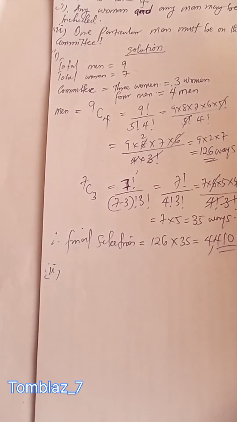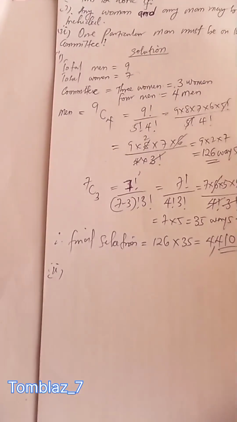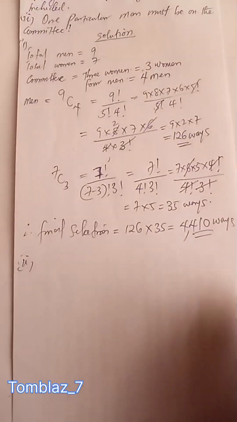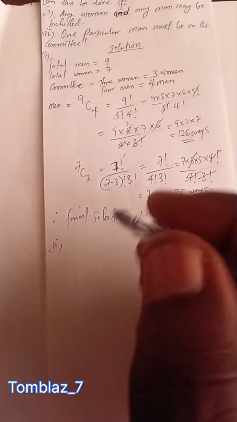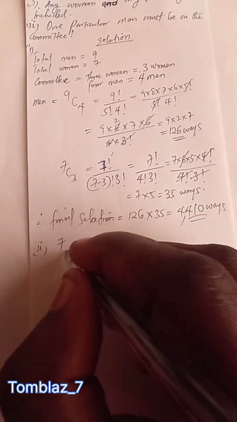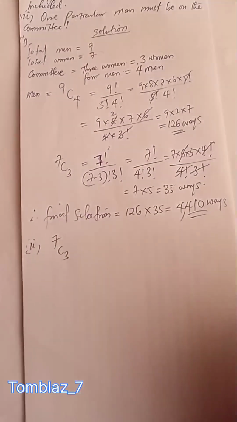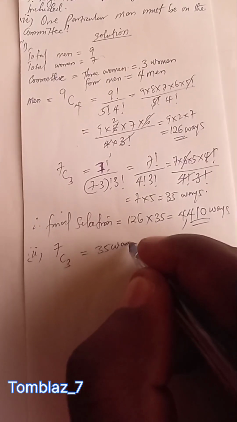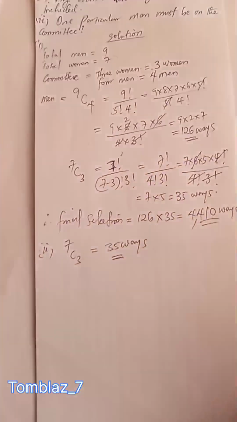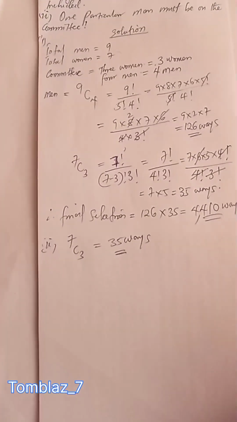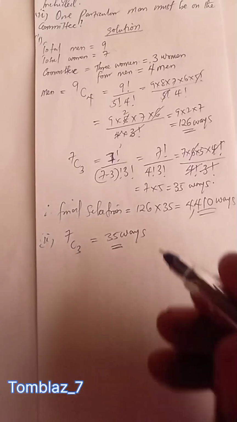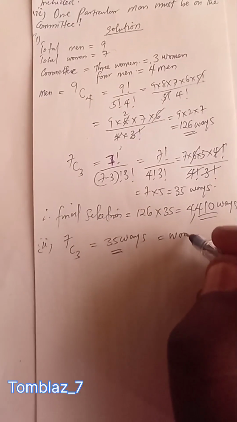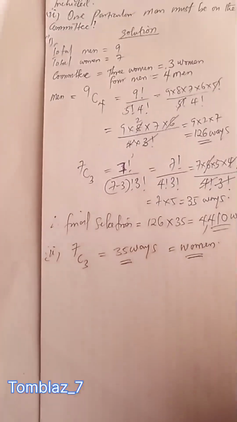Right? Now, for women, it's going to still be 7 combination 3. And that value gave us what? 35 ways. So let's keep that one first. And then we'll handle the one for men. This for women, right? Since there is no complication. All right, so let's consider that of men.